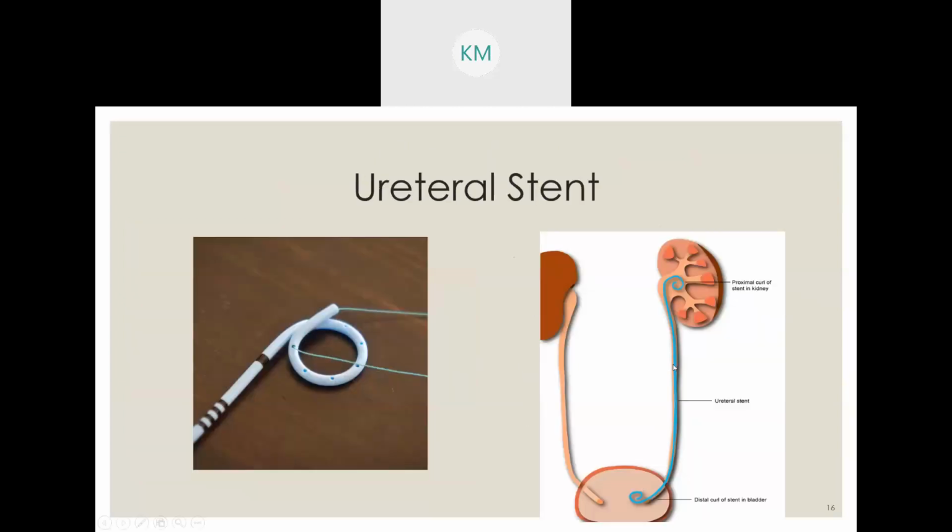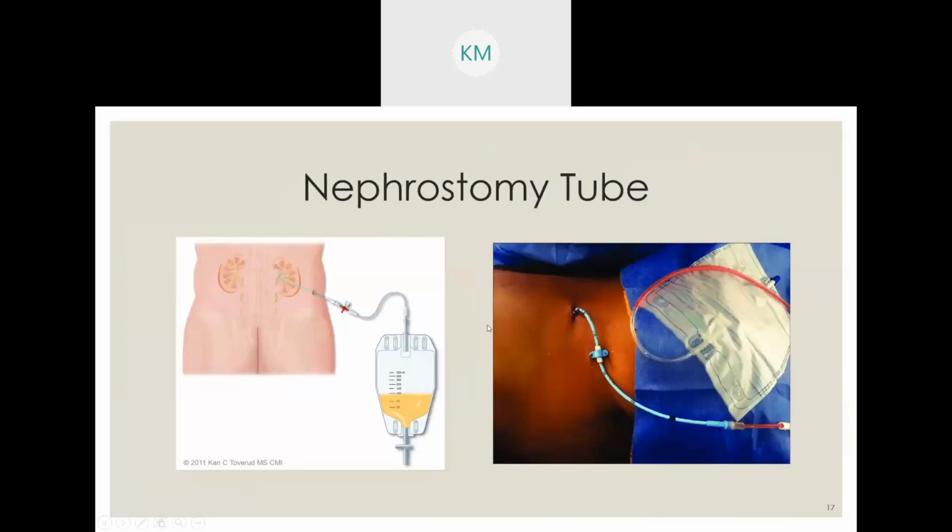All right, here's an example of a ureteral stent. This picture here shows you how it goes in and travels. And then over here is the picture of the little area there. Okay. Nephrostomy tube, here's a picture of how it goes in. Here's a real patient. This bag happens to be taped on the patient.